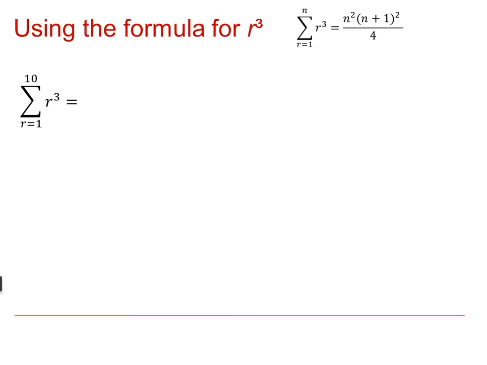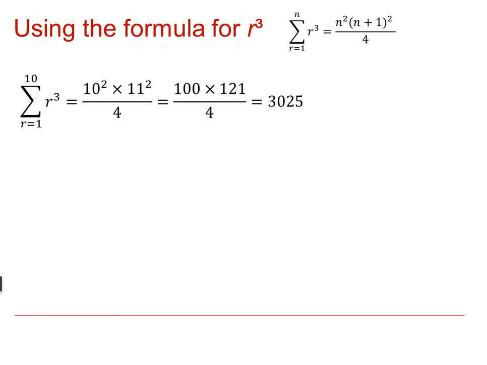Well, once we've got the formula then we can use it to do some calculations. Here we've got the sum of the cubes from 1 cubed all the way up to 10 cubed. So n equal to 10, we can substitute that into our formula, so we get n squared, 10 squared, multiplied by n plus 1 squared, so 11 squared, and then divided by 4. And if you calculate that, you get 3025.